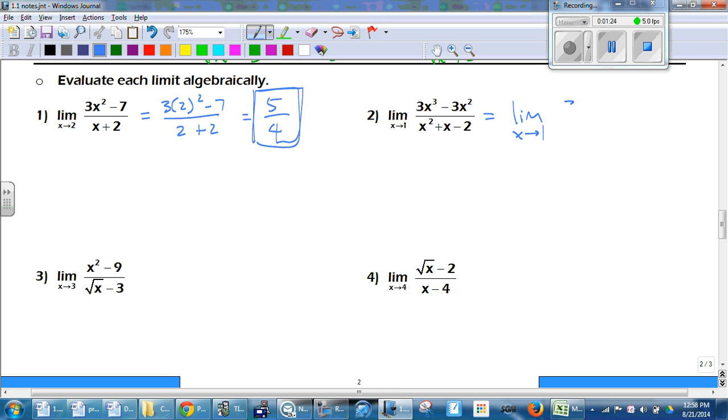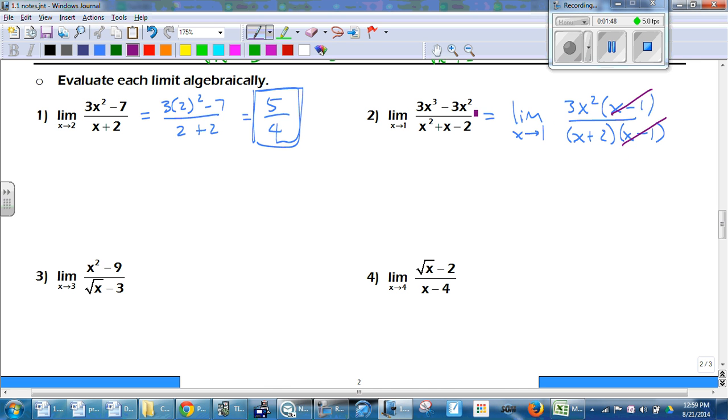On top, we can take out a 3x squared, and then we're left with x minus 1. On the bottom, we can factor this into 2 binomials. So we're going to have an x and an x, and our two numbers multiply to give us negative 2, add up to positive 1, so we get plus 2 minus 1. So we have factors on top and bottom that are the same. We can cancel that out.